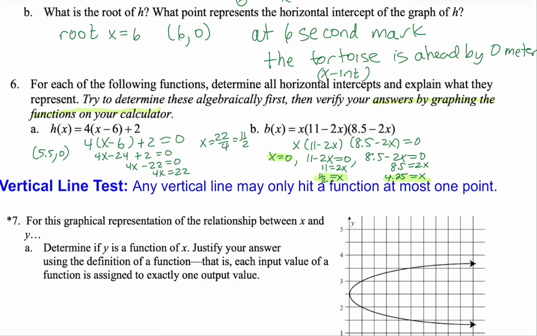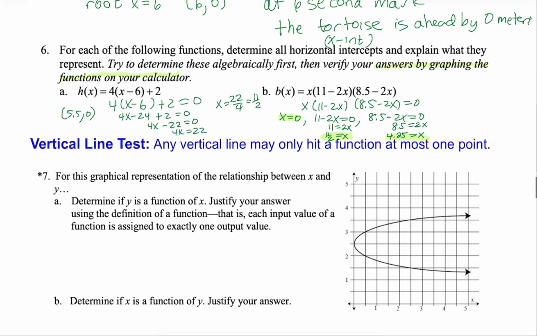Okay, then let's talk about the vertical line test. It says that any vertical line may only hit a function at most 1 point. So if we have a graphical interpretation of the function, so in number 7, we have this graph. And they ask, is y a function of x? If y is a function of x, it will pass the vertical line test. So if we can find even one vertical line that hits it more than once, we would say no.